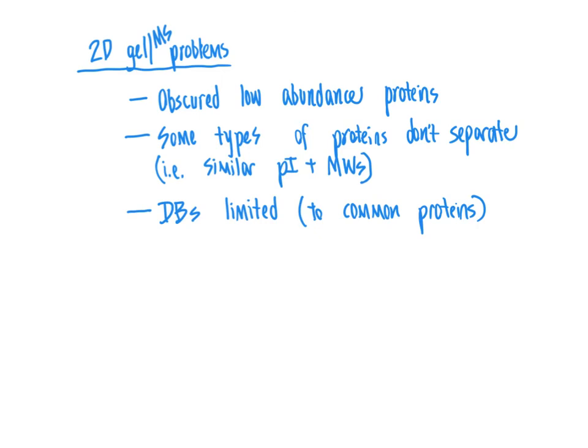So now that we have an overview of using 2D gel electrophoresis with mass spectrometry for proteomics analysis, we are going to, in the next video, go on to additional strategies that we can use for proteomics analysis and discuss some of the pros and cons of those techniques relative to the 2D gel plus mass spectrometry approach.